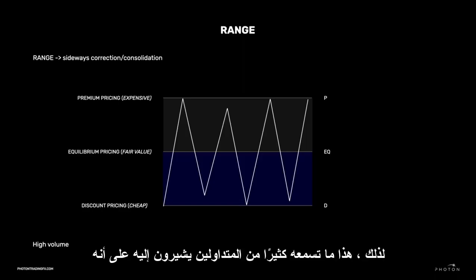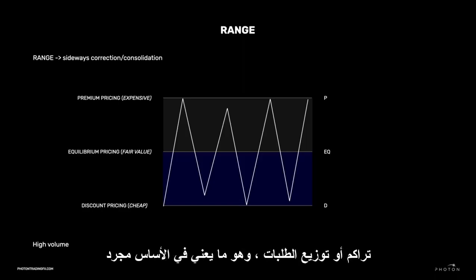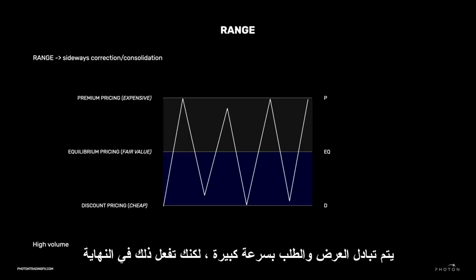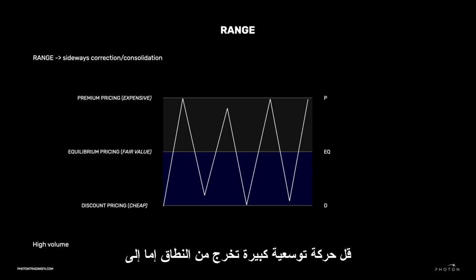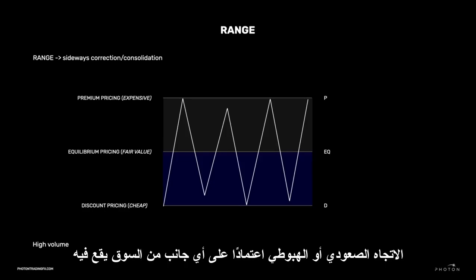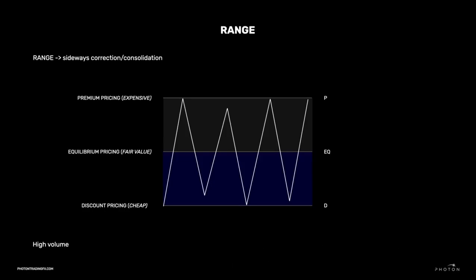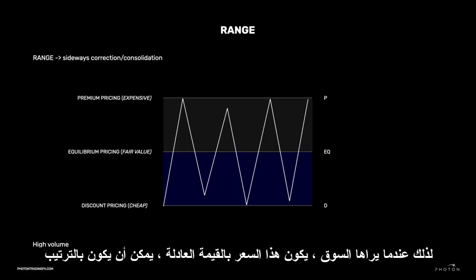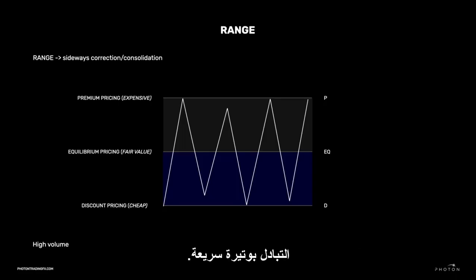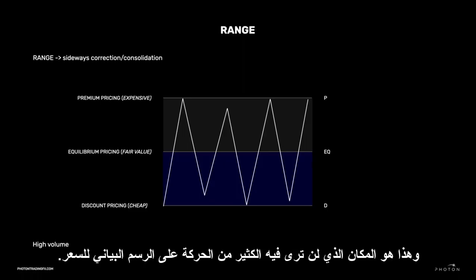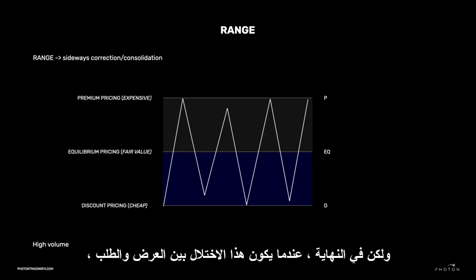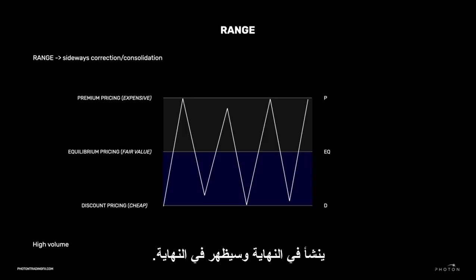This is what you will often hear traders refer to as an accumulation or a distribution of orders, which basically just means that demand and supply are exchanging quite rapidly, but eventually you do see a large expansive move that breaks out of the range, either to the upside or to the downside, depending on which side of the market is in control. When the market deems that price is at fair value, orders can be exchanging at quite a rapid pace, and this is where you won't really see much movement on a price chart. But then eventually, when that imbalance between supply and demand arises, and it will eventually arise, that is when you will see price move rapidly in one direction.